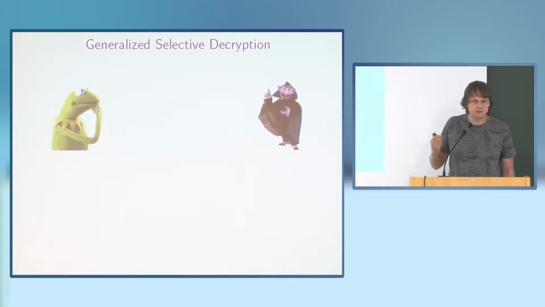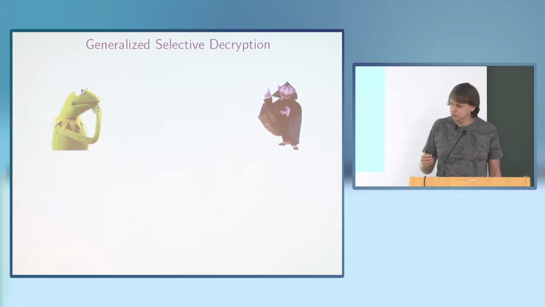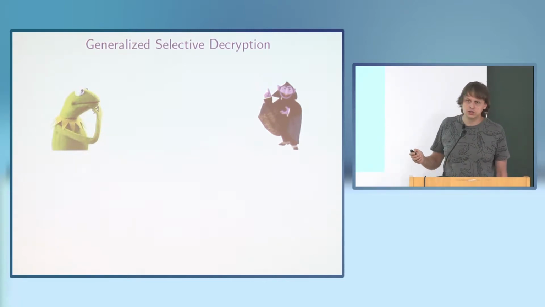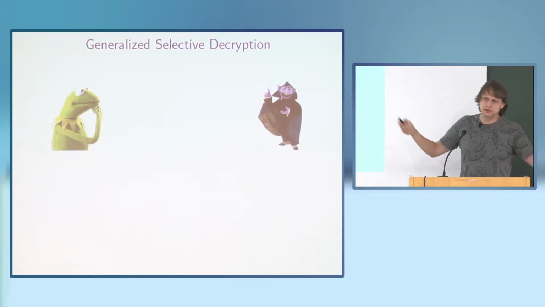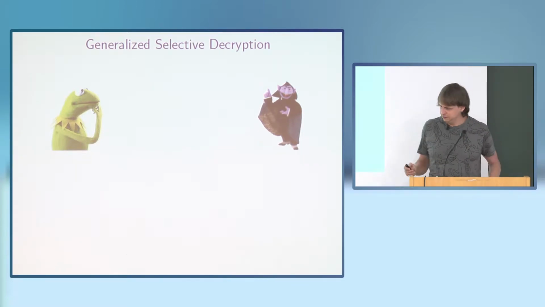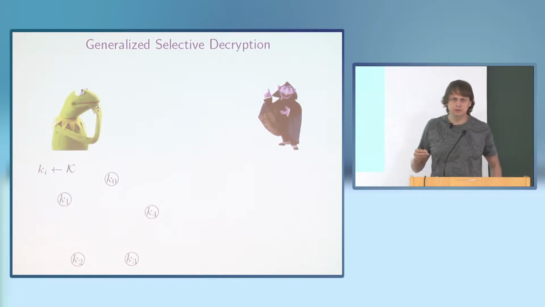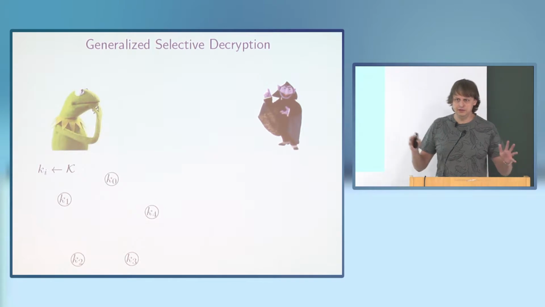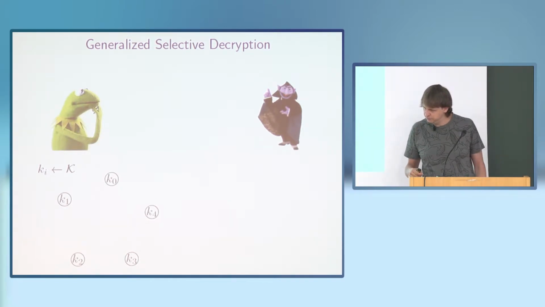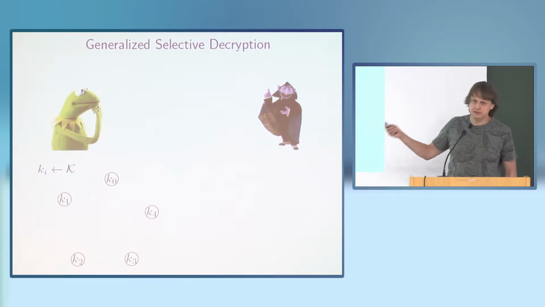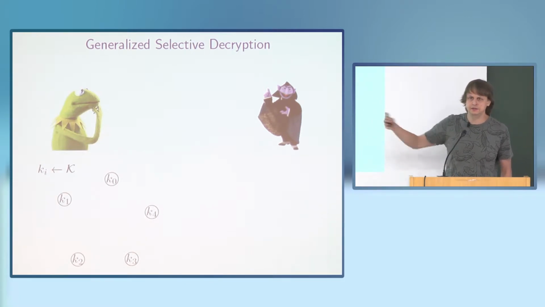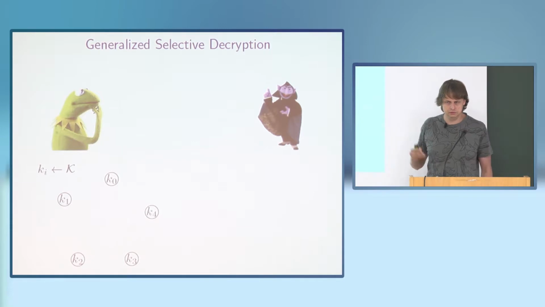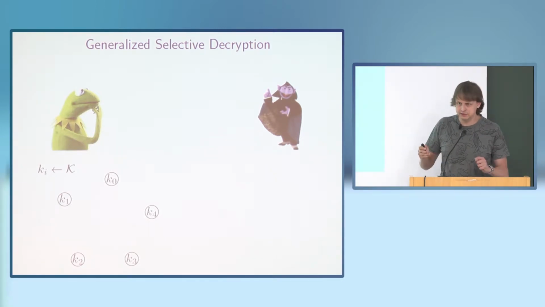And then this game, the generalized selective decryption game, is defined as follows. We have an adversary and the challenger. We fix some security parameter for the underlying encryption scheme. And then we have some number n of keys. Let's say in this case it would be 5 keys. So Kermit, the challenger, samples n keys for the symmetric encryption scheme. So he has them, and then they start playing the game.